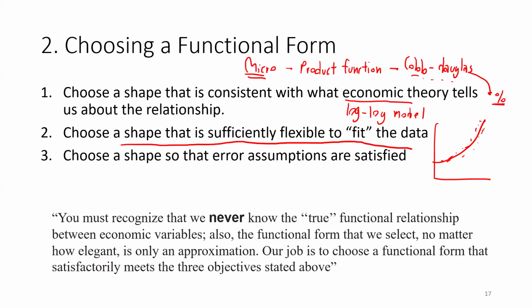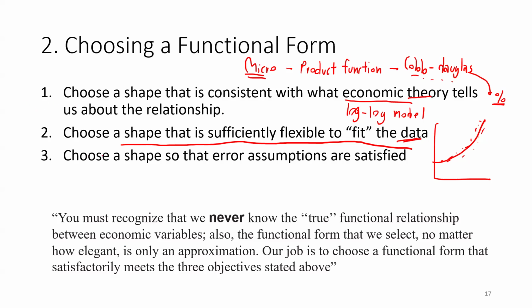The step: choose a shape such that the other assumptions are satisfied. First, we choose by economic theory. Second, we choose using the data. Third step, we choose using econometrics theory.